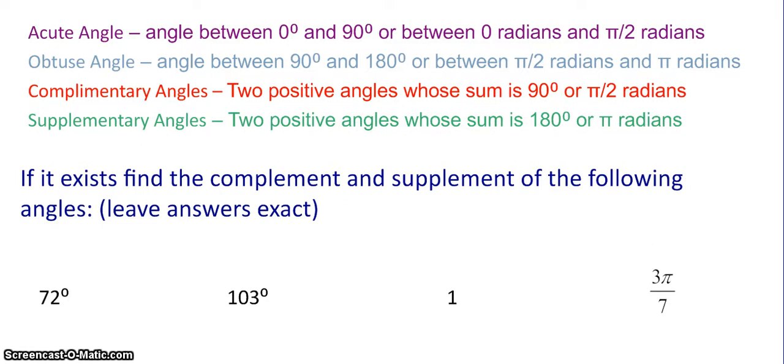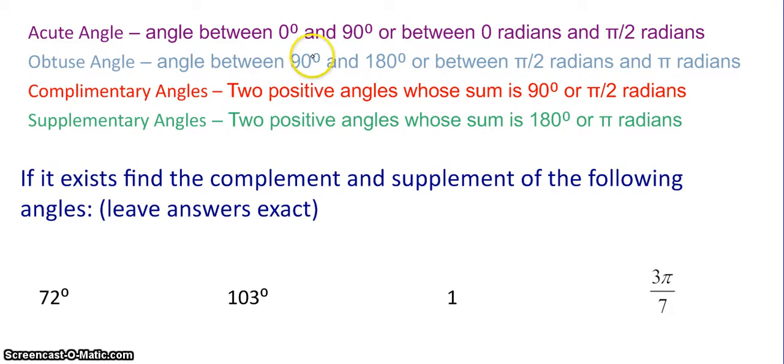Alright, last thing we're going to talk about are acute angles, obtuse angles, complementary angles, and supplementary angles. These should all be familiar to you, so we want to make sure we understand the definitions though, because it's very important, especially acute angle, because this comes up a lot. So an acute angle is an angle between 0 and 90 degrees, or between 0 and pi halves radians. Notice that if it's between 0 and 90 degrees, or 0 and pi halves radians, it is a positive number. So we don't have negative acute angles.